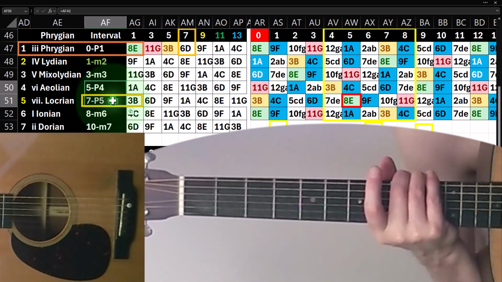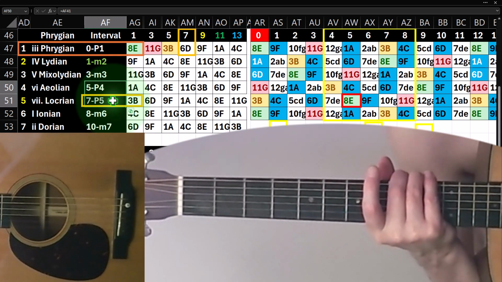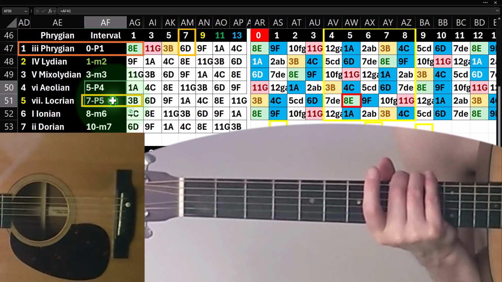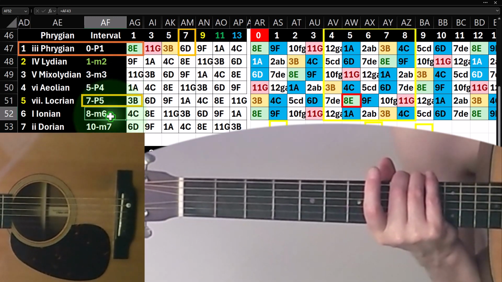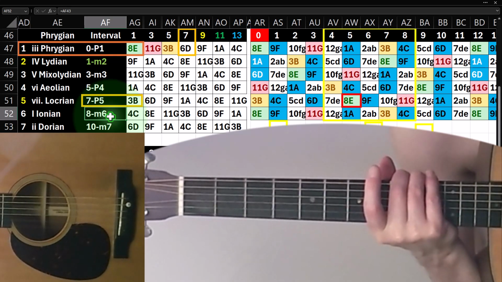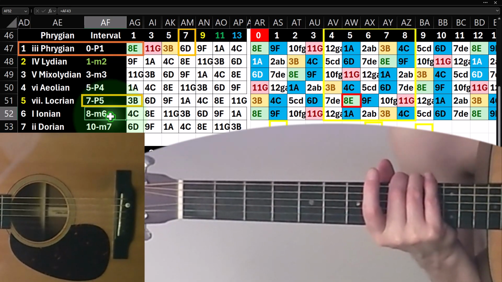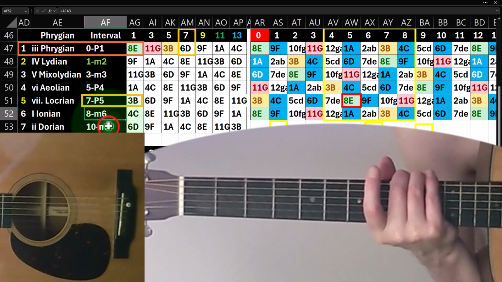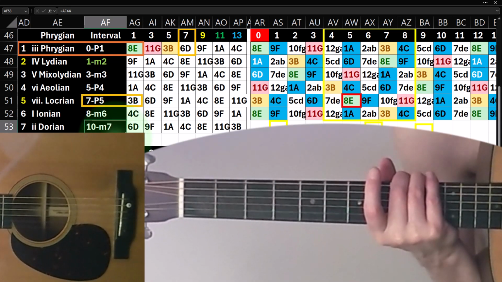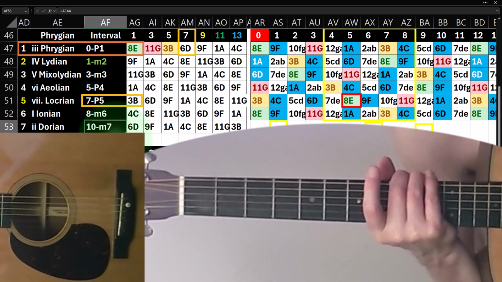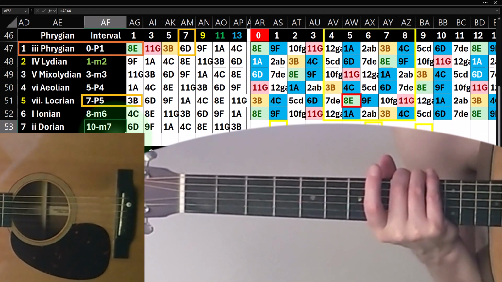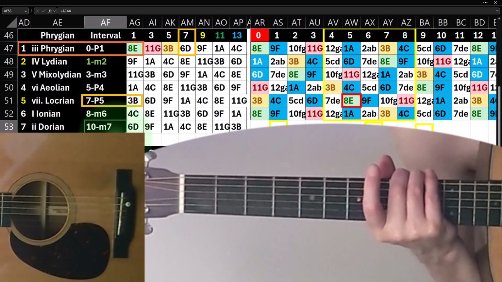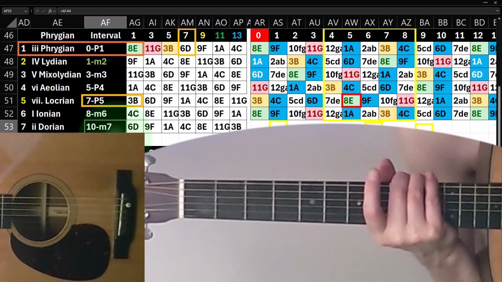The perfect fourth and perfect fifth are the same as the major and main minor scale, which is what we would typically expect. The sixth is an 8-note away minor 6 or flattened 6, which is what we would expect, same as the minor scale. But the major scale would have a 9-note away major 6, and we have a 10-note away minor 7, which is a flattened 7, which is what we would expect in a minor scale, same as the main minor scale, the major scale having an 11-note away major 7.